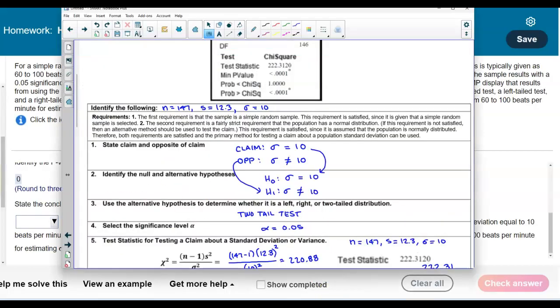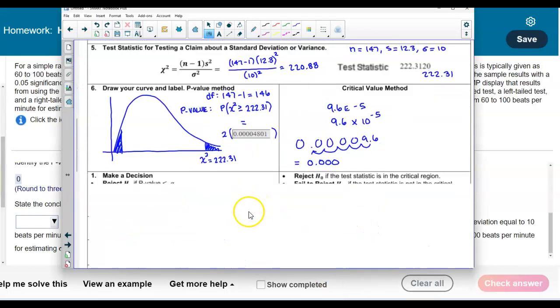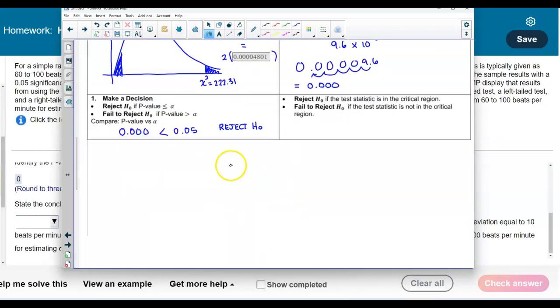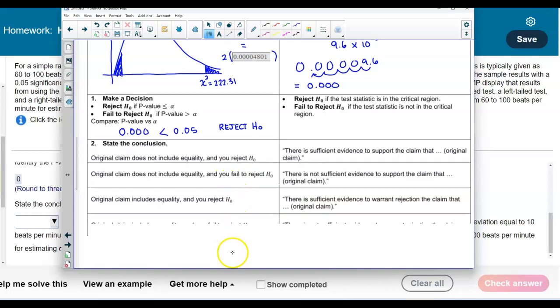Okay, now we need to state our conclusion. So now that we found our p-value, we're going to compare that p-value rounded to 3 decimal places to our significance level, which is 0.05. Now, if the p-value is less than or equal to the significance level, we reject the null. If it's greater than the significance level, then we fail to reject the null. In this case, this number is less than the significance level, and therefore we're going to reject the null hypothesis. Okay, so now that we reject the null hypothesis, now we want to state our conclusion.